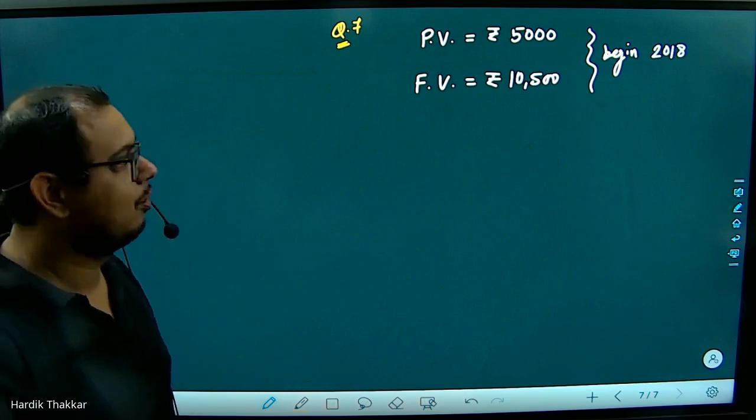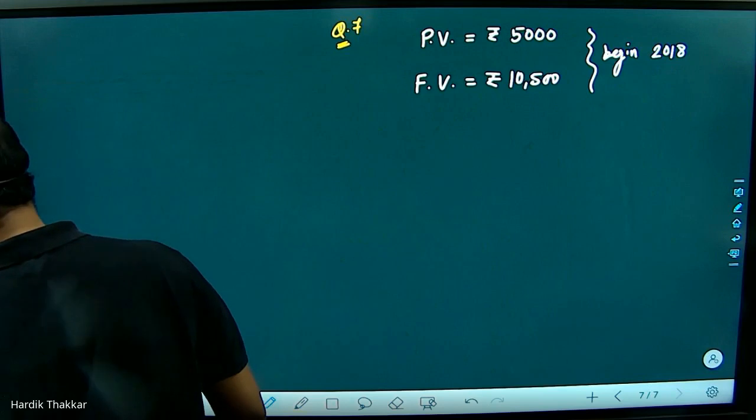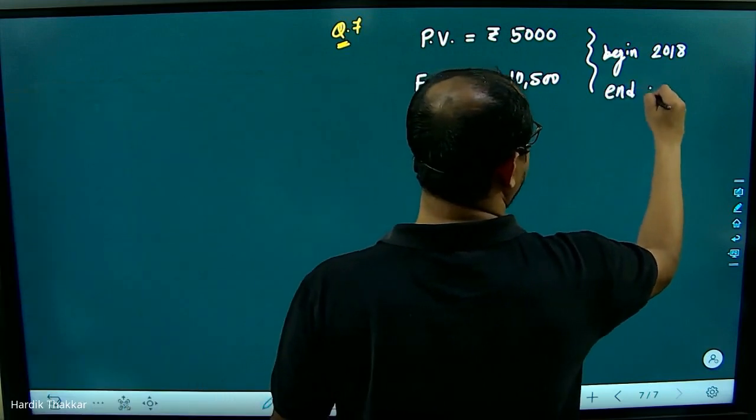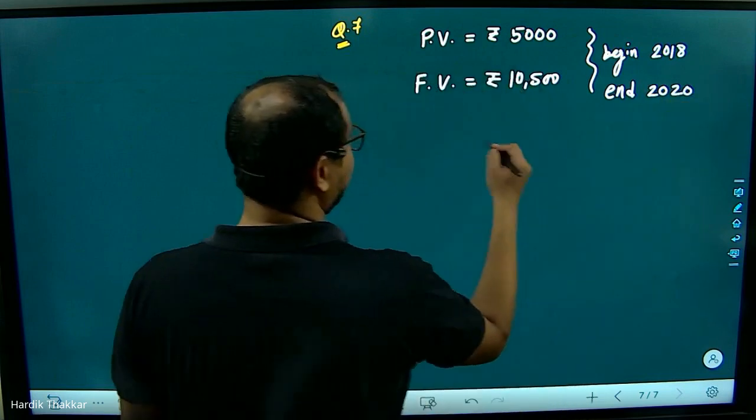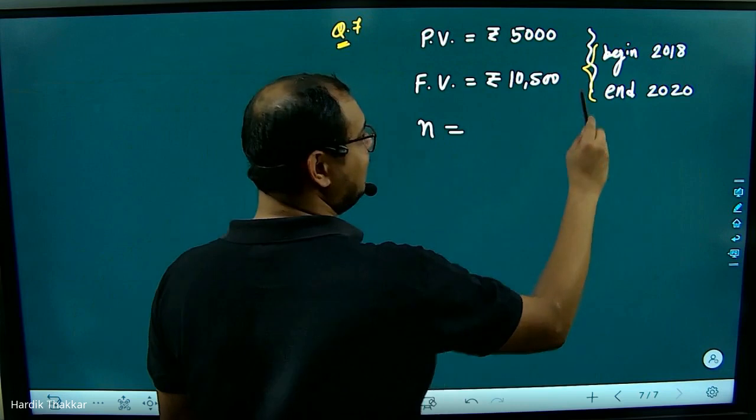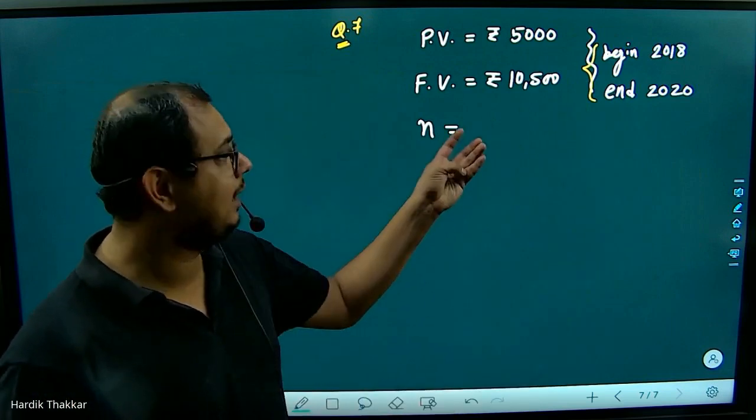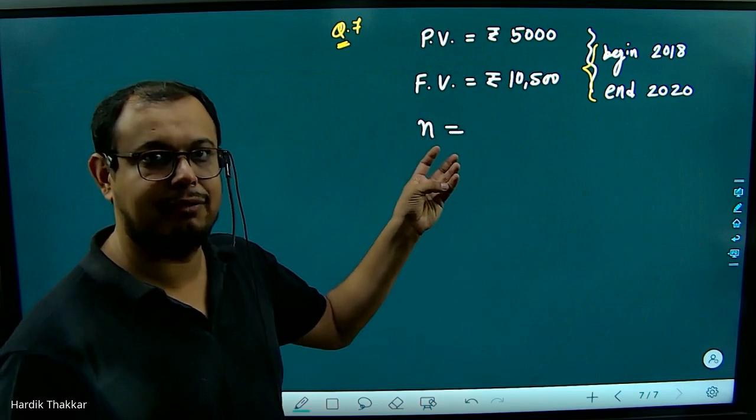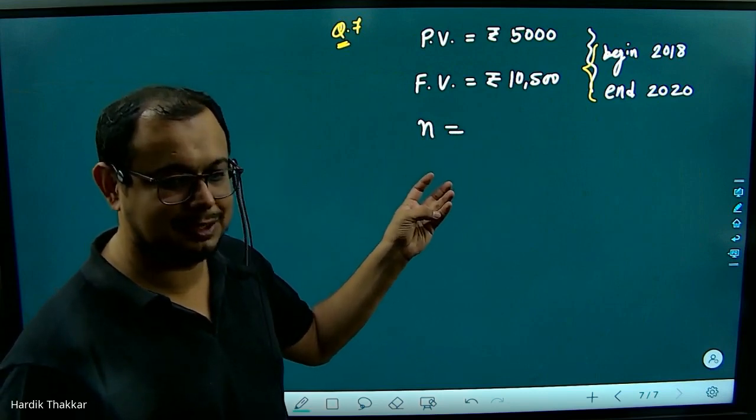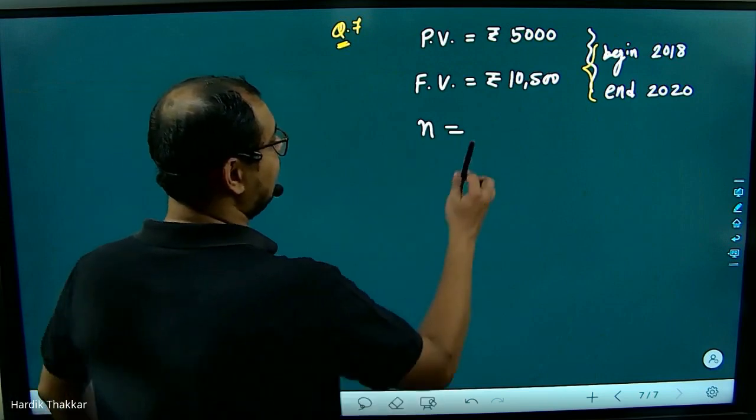क्लियर? Okay, so the final value is 10,500 and this value is at the end of 2020. So end of year 2020, correct? So the next thing you need is N. So N can be determined by these 2 years. So beginning of 2018 to end of 18, it will be 1 year. Okay, 19 will be considered as second year, 20 will be considered as third year. So the value of N will be 3.